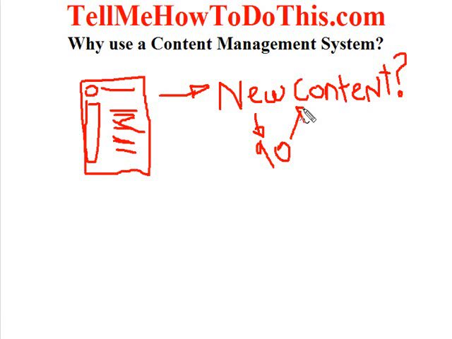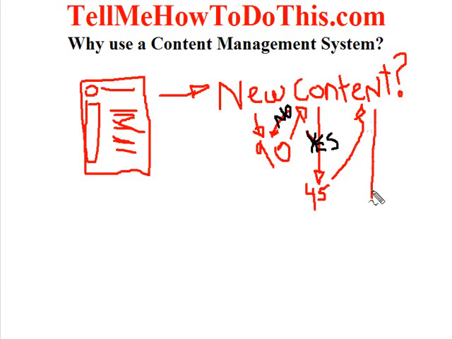If the answer is yes, then you go into the 45-day bucket. So Google's going to come back around in 45 days. If the answer is no, then Google says, well, we'll just put them back into the 90-day bucket. So then Google comes back around at 45 days and says, hey, new content? If the answer is yes, then you now go into, let's say, the 22-day bucket.